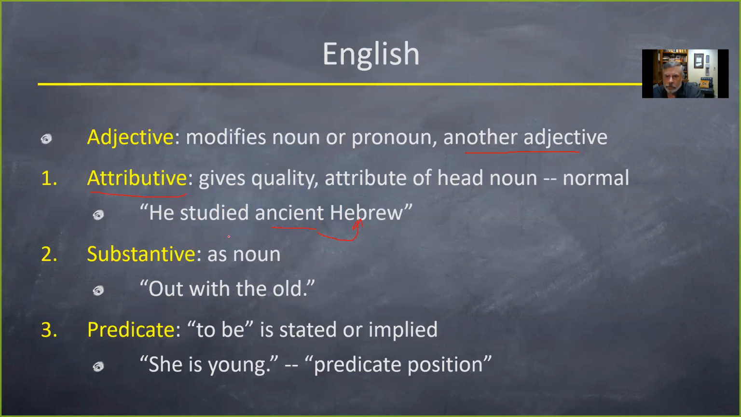It's ancient Hebrew. So it's giving us a quality, or it's limiting. It's giving us an attribute about the noun it's modifying. The head noun is called... Or it can function as a substantive. Well, what that means is it's basically going to function as a noun. Out with the old. Well, old is an adjective, but here it's functioning as part of the prepositional phrase with the old. And the old is the substantive.